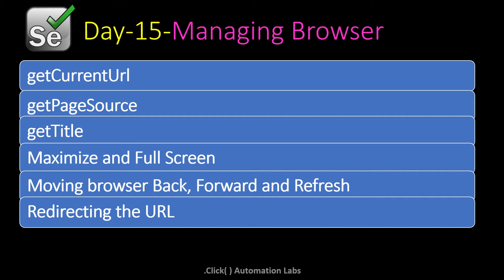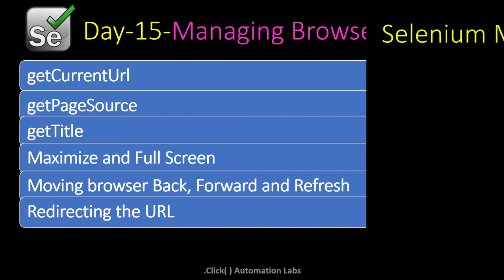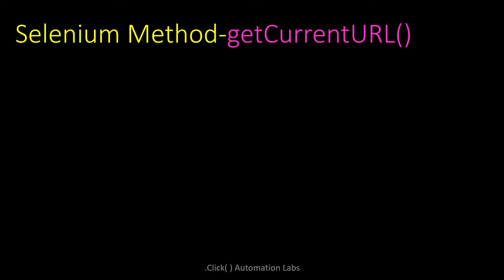So in this session, we are going to learn about the below methods: getCurrentUrl, getPageSource, getTitle, maximize and full screen the browser window, moving browser back, forward and refresh actions, and redirecting the URL. So let's get started. So we will look at the first method.